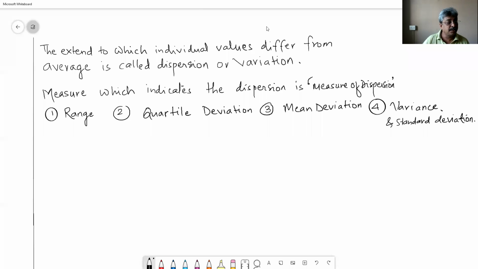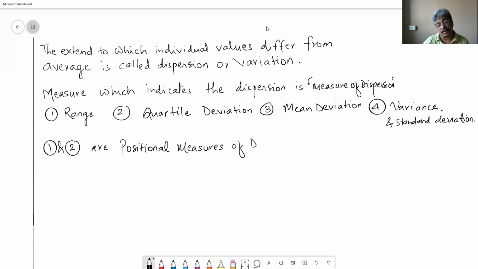First two, that is 1 and 2, are positional measures of dispersion. And third and fourth are computational.